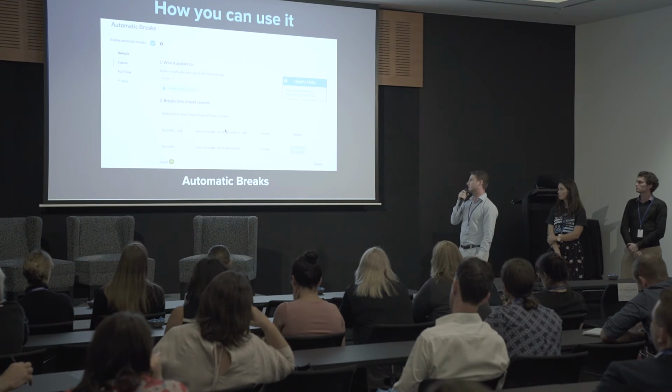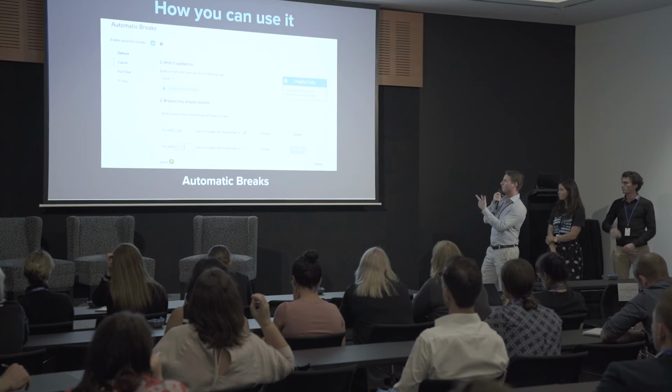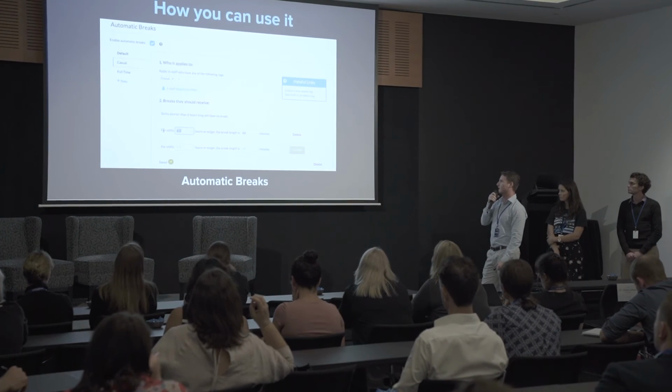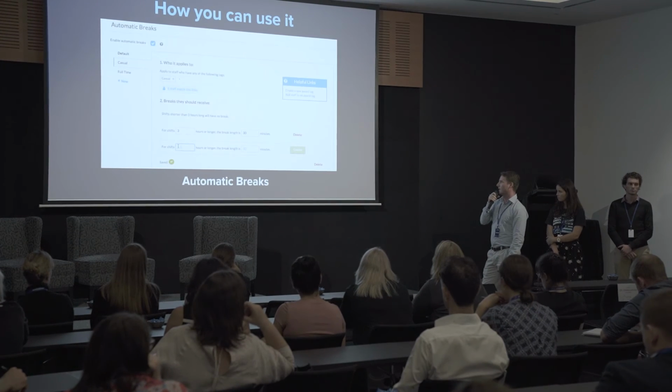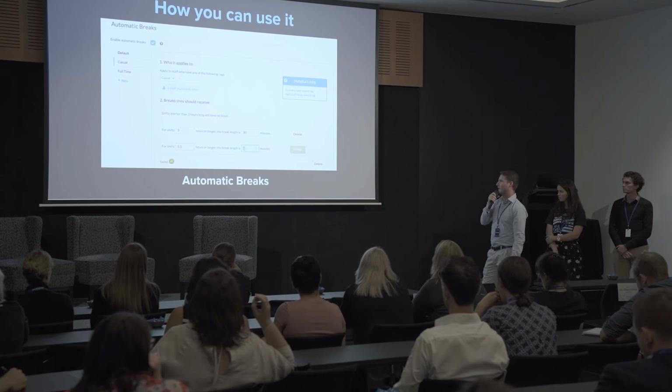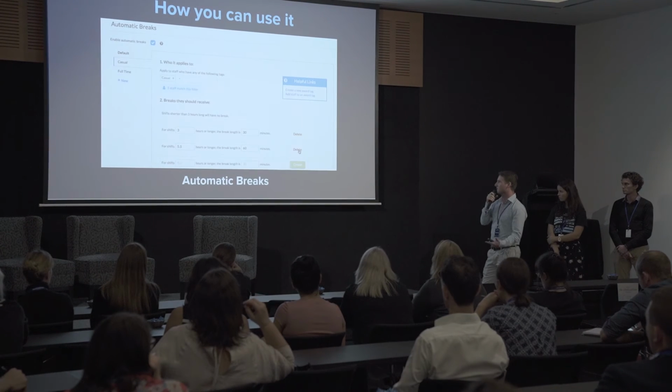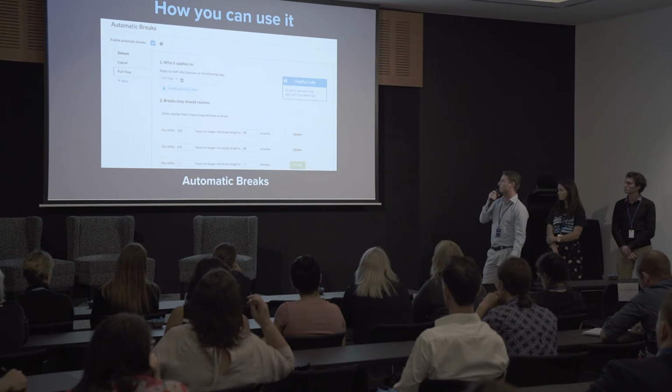So what does this look like? So this is the breaks. For example, we've created a casual tag, and we're going to say after 3 hours you get 30 minutes, and then after 5.5 hours you get 60 minutes. Simple as that. And then you can set one up for full-timers.